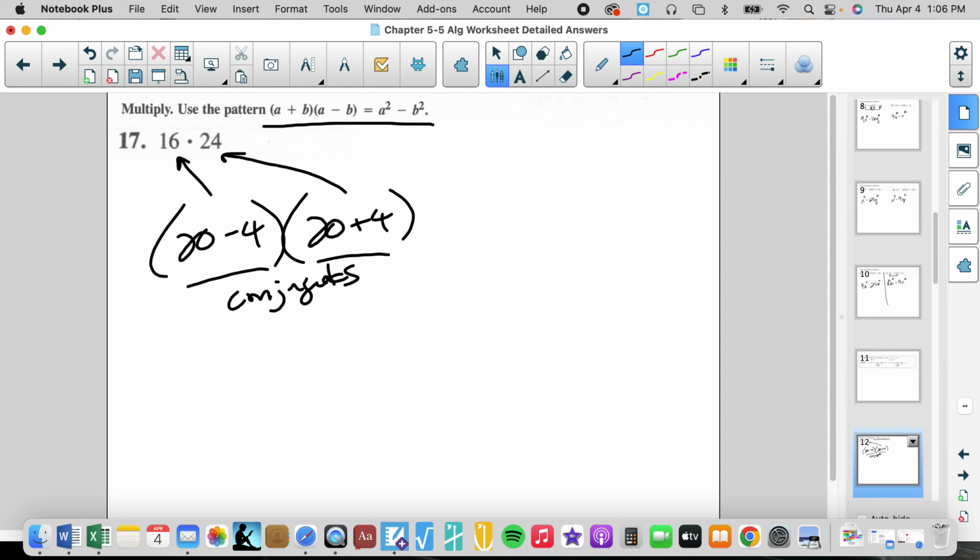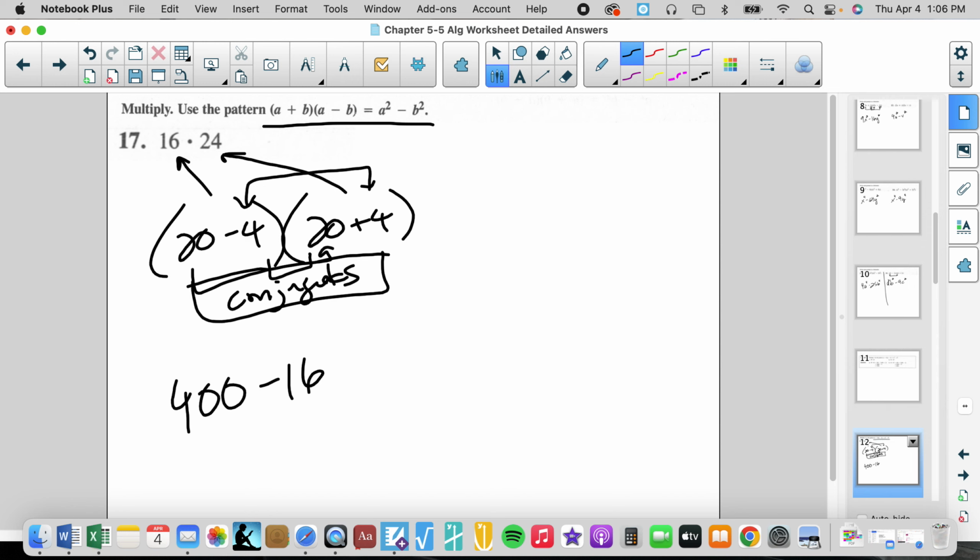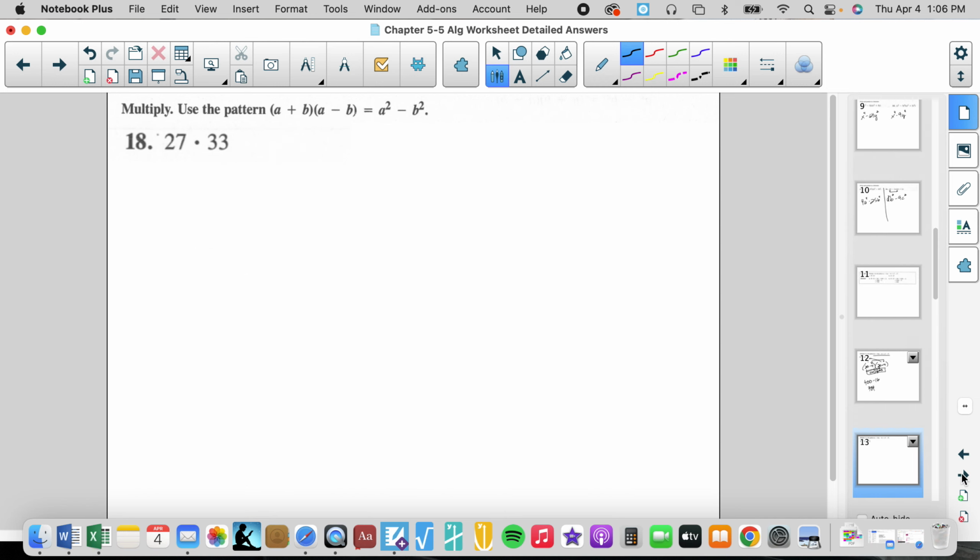So we're going to square the firsts. 20 times 20 is 400. And we don't have to worry about the outside and inside because those are going to cancel. That would be 80 and negative 80. And then we multiply the lasts. Negative 4 times 4 is negative 16. And then I can mentally subtract those. I know that that's 384, so I was able to multiply 16 times 24 without a calculator.